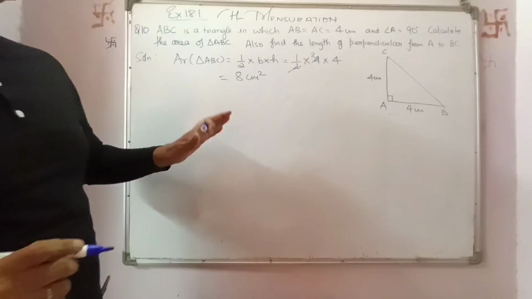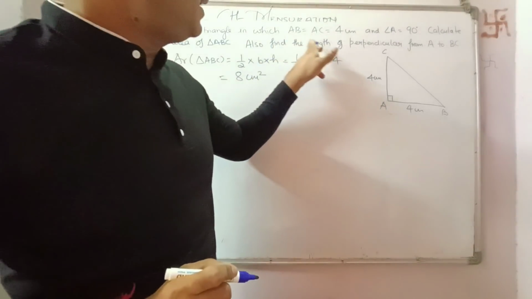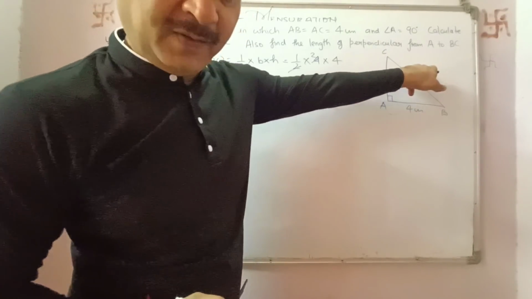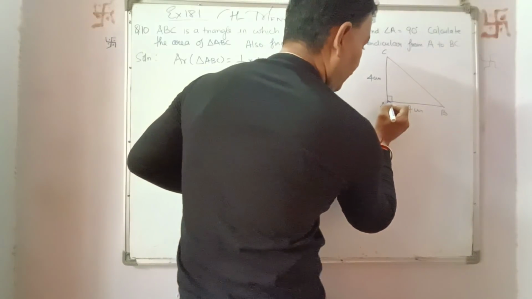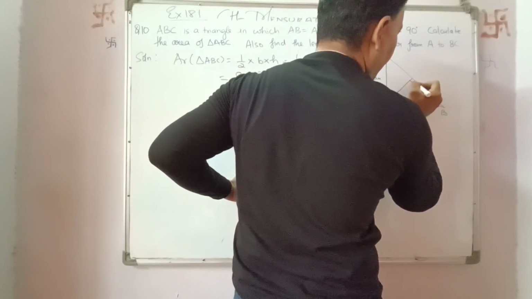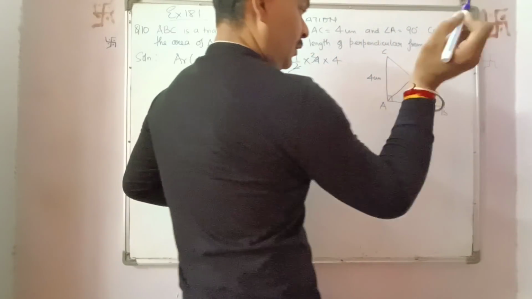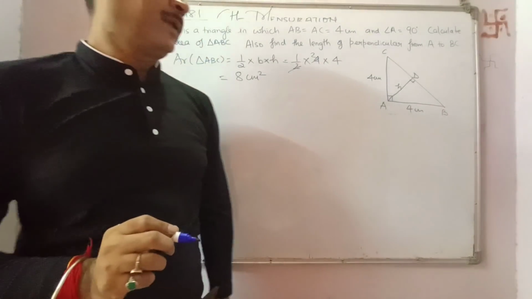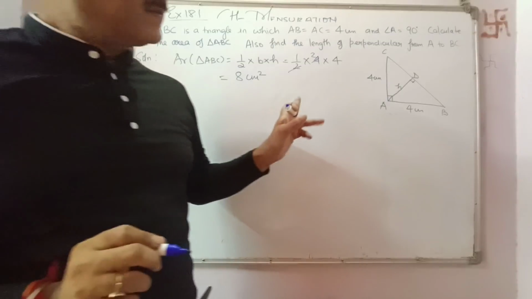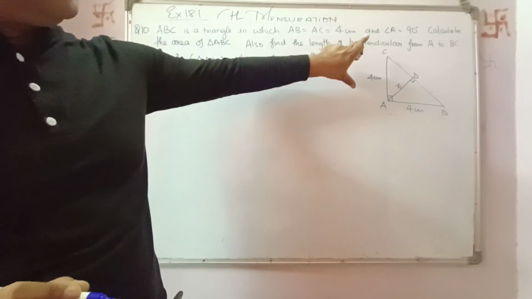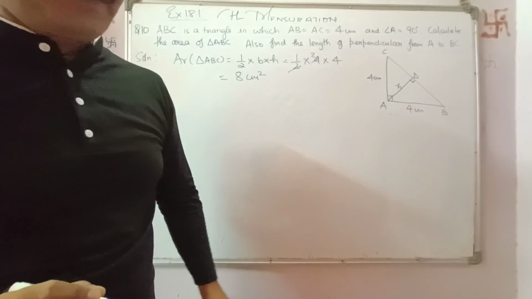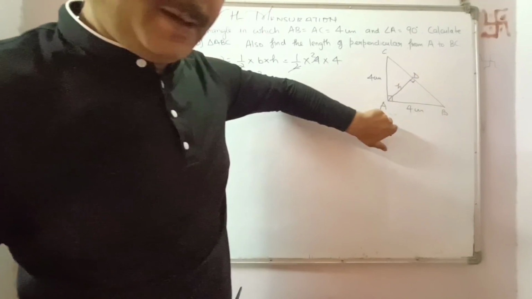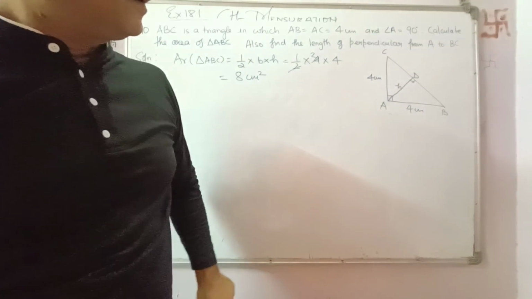Now the question also asked to find the length of perpendicular from A to BC. Okay, we'll draw a perpendicular from A to BC and mark it as D. So basically we need to find this height, AD. This type of question we have previously also done. Now we will again use the area of triangle, but this time I will take the base as BC, then automatically the height will be AD, but we don't know BC.